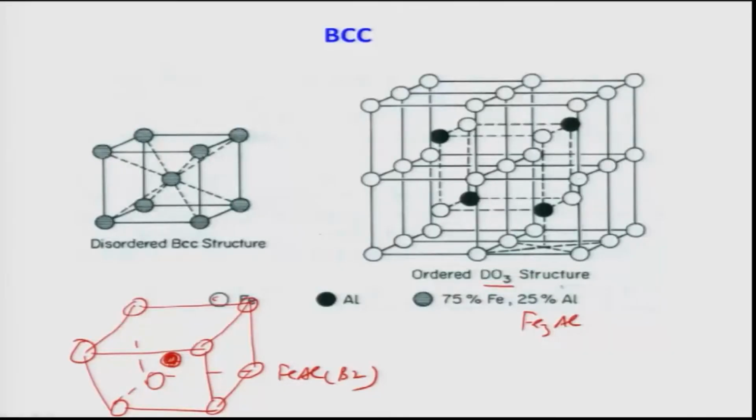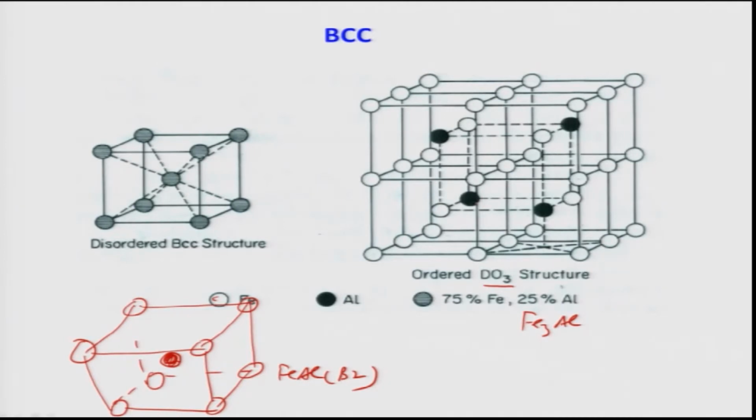You see there are 1, 2, 3, 4, 5, 6, 7, 8 unit cells, and only the central atoms are actually occupied by the aluminum atoms, and the corner atoms are occupied by the iron atoms. Remember, only 4 aluminum atoms are shown, 4 are not shown.